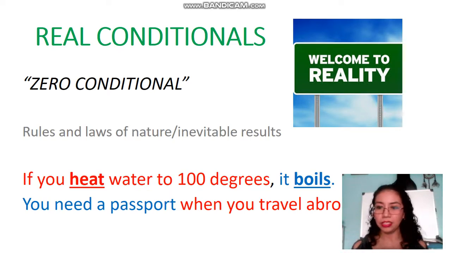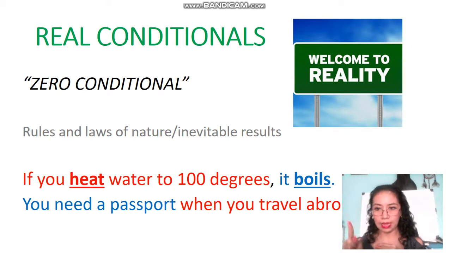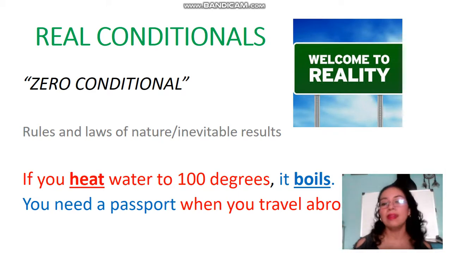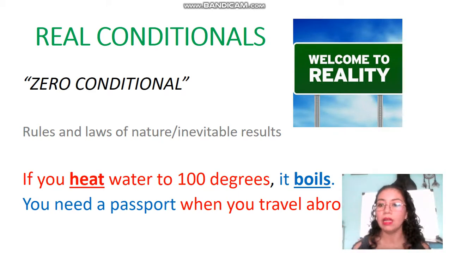Another law of nature is you need a passport when you travel. Oh, it's supposed to say abroad, but I think I covered it. But it says you need a passport when you travel abroad. That's a rule. That's a law of nature, right? Well, not of nature, but of people. You cannot go abroad to another country if you don't have a passport, right? So it's inevitable. To do this, you need to have this.